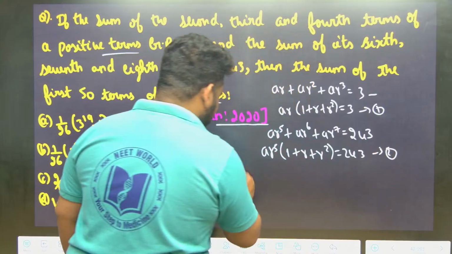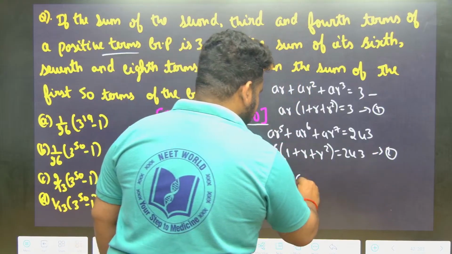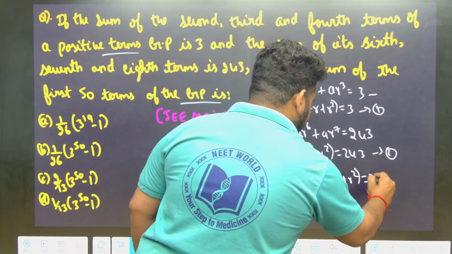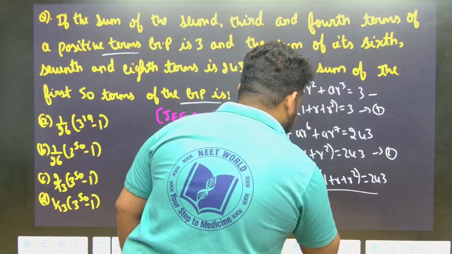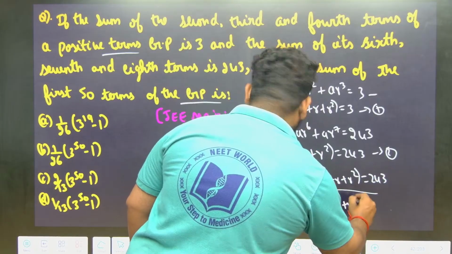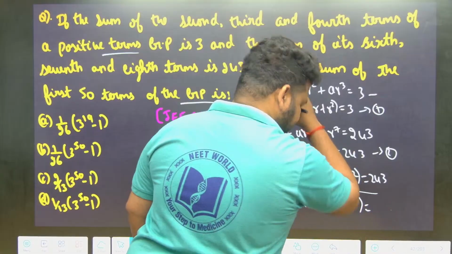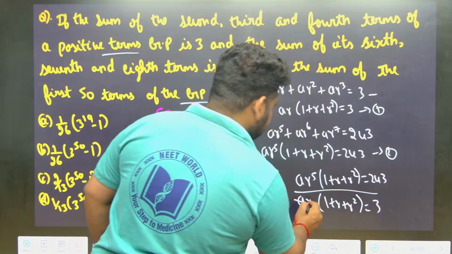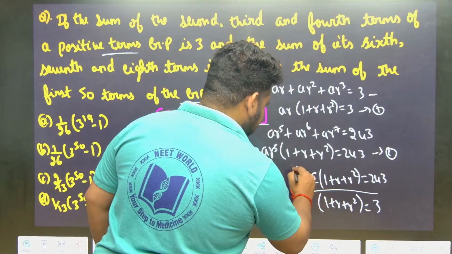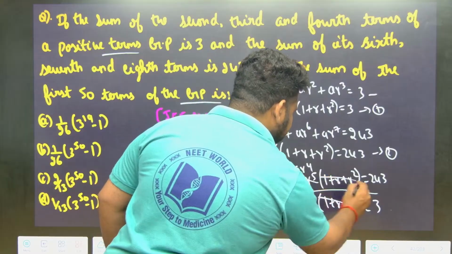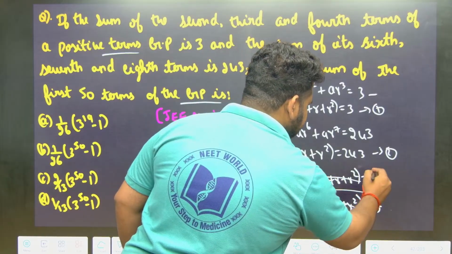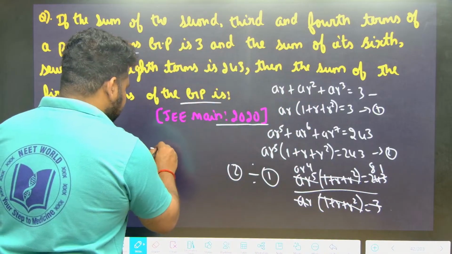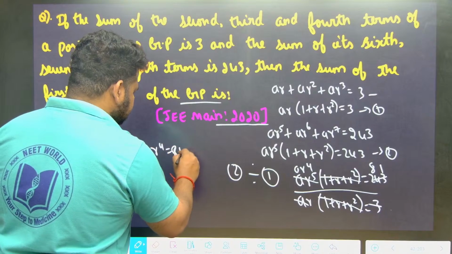Now what I will do is divide 2 by 1. If I divide 2 by 1, I will have ar to the power 5 into 1 plus r square is equal to 243, divided by ar into 1 plus r square is equal to 3. So ar cancels, I will have r to the power of 4, and the 1 plus r square will be completely cancelled. 3 eights are 24, 3 ones are... So r to the power of 4, I will get as 81. That is nothing but 3 power 4.